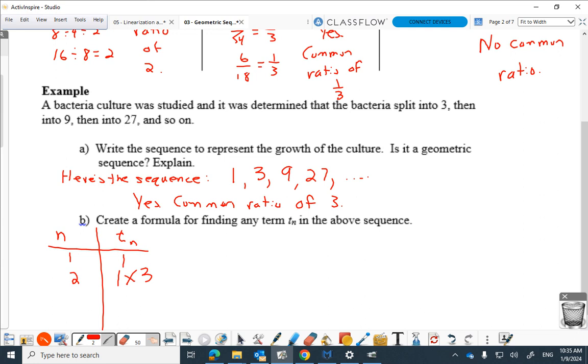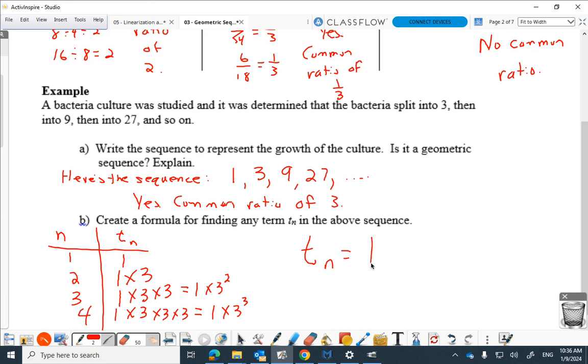And yes, I know that's 3. I wrote that up there. But if I'm trying to figure out the formula, I got to think about what I am actually doing to get that term. So the third term, I go 1 times 3, but then I multiply by 3 again, which is 1 times 3 squared. I'm really on my way to getting the formula here. I'll do a couple more just to convince you. The fourth term, 1 times 3 times 3 times 3 again, which is 1 times 3 cubed. Now I'm ready to do the formula.